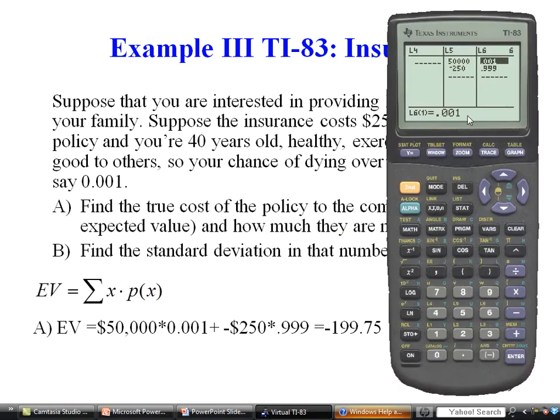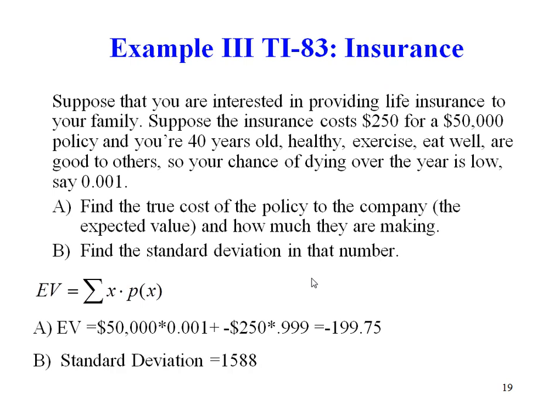So now we can calculate it using L5 and L6. So we go stats, calculate, single variable statistics, enter. So now we just put in second L5, which is above the 5 conveniently, comma, second L6, which is above the 6, and we hit enter. And we have the mean of minus 199.75 like we had before. And now the standard deviation is 1588, and we'll just round to that, 1588. Okay, so there's our standard deviation.